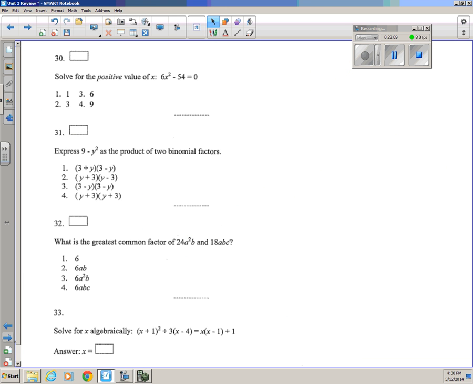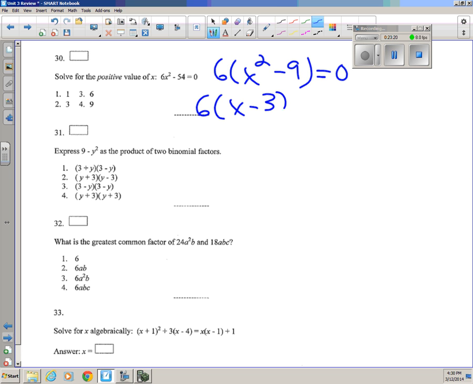Whew, okay, solve for the positive value. Alrighty, I got a GCF. I'm going to pull my 6 out: 6 times the quantity x squared minus 9 equals 0. Inside the parentheses is a difference of squares: minus 3, plus 3, equal to 0. I've got 3 factors, but only 2 of them have variables.